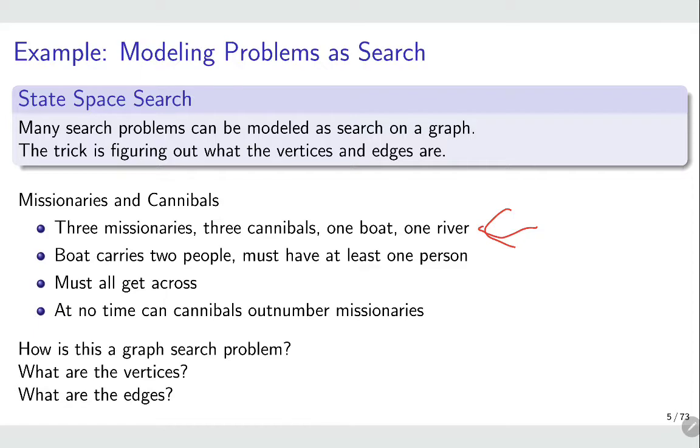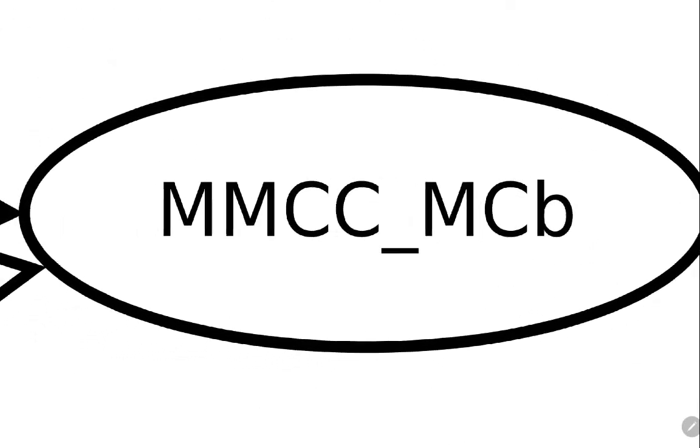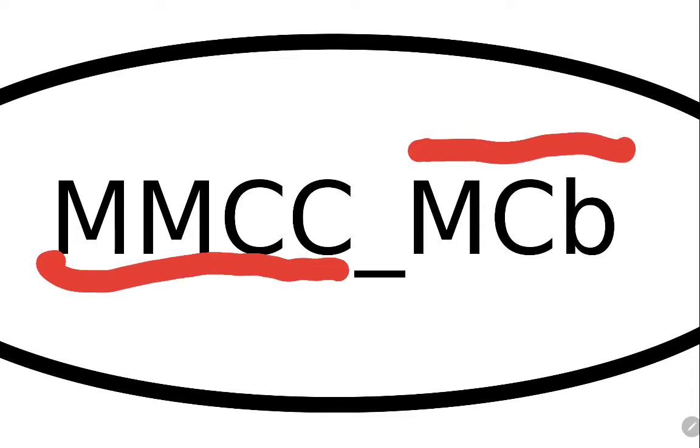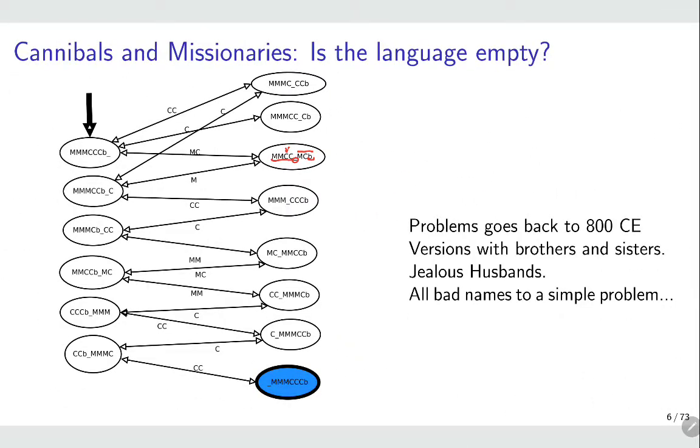Okay, so how is this a graph search problem? Well, we can write down the configuration, right? How many missionaries and cannibals we have on one side, how many missionaries and cannibals we have on the other side, and where the boat is, right? So I modeled it here. Here's what a state looks like. One side is one side of the river, the other side is the other side of the river. M stands for missionary, C stands for cannibal, the underscore represents the river, and B is for where the boat is, right? So clearly, you can use this kind of encoding to encode all possible states.